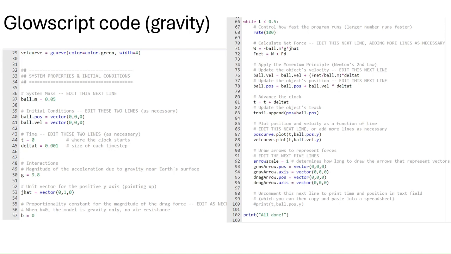This is my GlowScript code for accounting only for gravity. We can see here that I uploaded the j-hat vector, the magnitude of acceleration is 9.8, the ball position and ball velocity, the initial conditions I put here, and the time until 0.5 seconds, which I said before. I calculated the net force using the formulas I showed before, and then the velocity update and the position update.